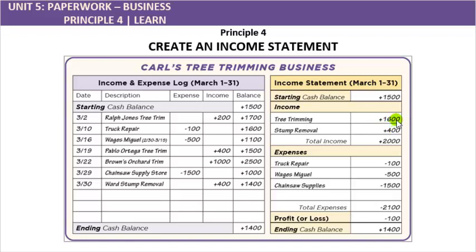Okay, so let's continue. What was the total income Carl earned from March 1st to 31st March, all the income? So from 1st March to 31st, what is the total income over here?